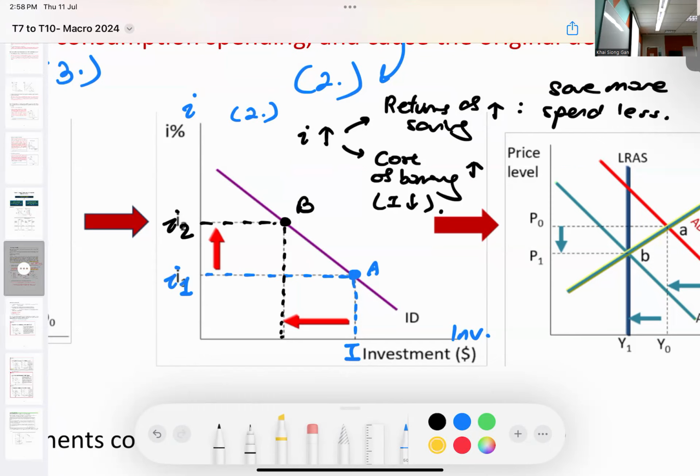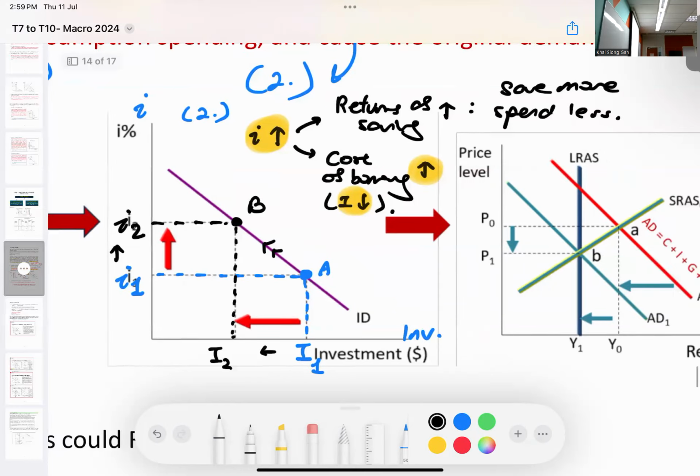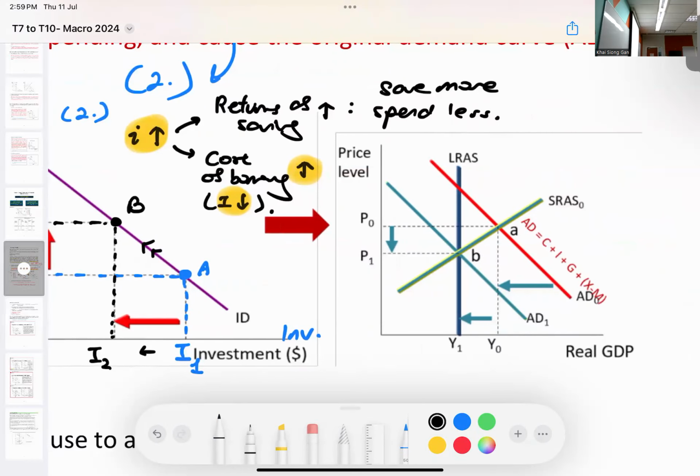This is the one I want you to highlight. When the interest rate is high, the cost of borrowing is high, so investment will fall. So you can see that when the interest rate goes up, the investment level goes down, as you can see from this movement along the investment curve. Higher interest rate results in lower investment level. This is the investment curve. And now I can show it on the aggregate demand and aggregate supply curve as well.